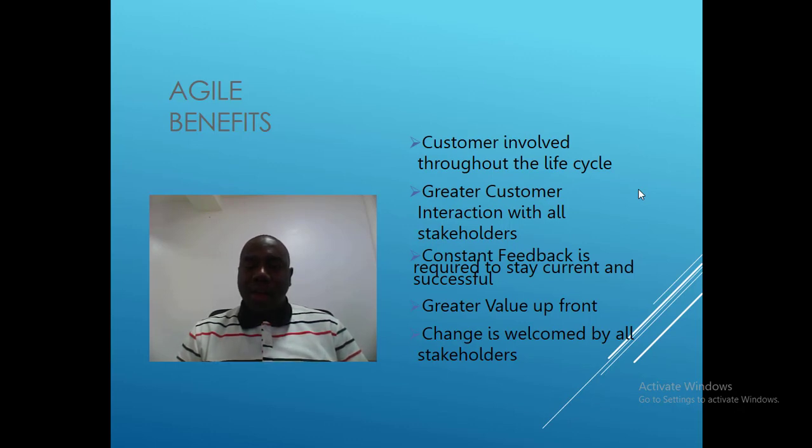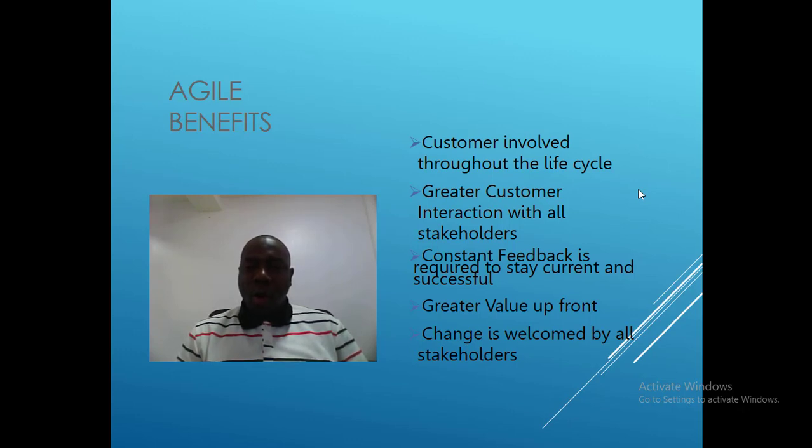There is a greater customer interaction with our stakeholders, the project stakeholders. Constant feedback is required to stay current and successful. The end users, the customers, constantly give feedback so that the value, the product, the service, the result that will be delivered is acceptable to the end users.